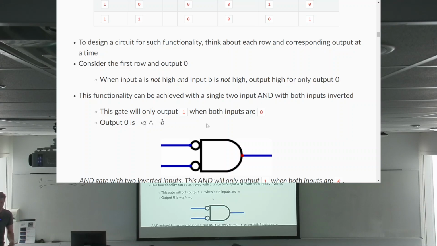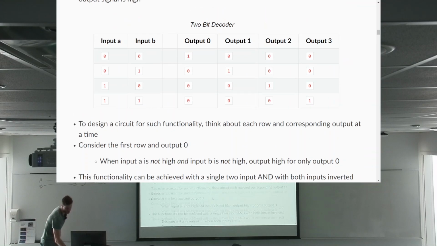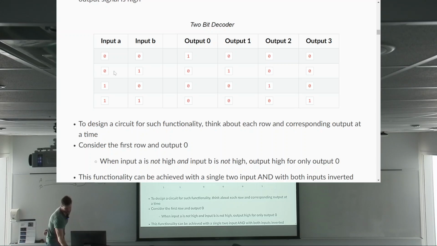Now output 1. Well, I want it to be not A and B. That gives me output 1. So that would be not A and then B, output 1. And we can just kind of draw A, B like that. And it might start to feel, what, did I do something wrong? Oh, there we go. Much better.